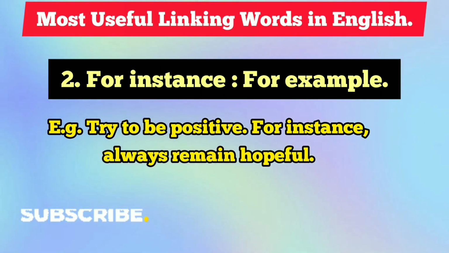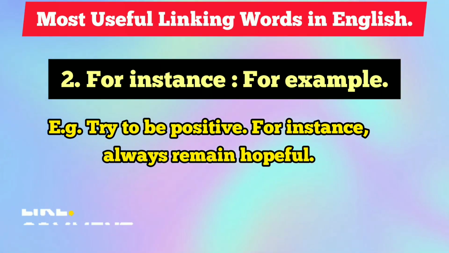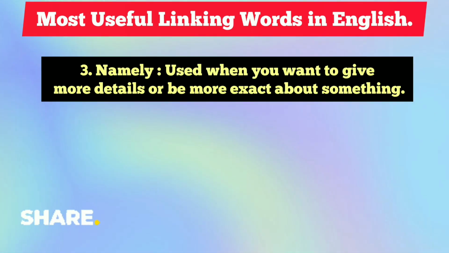As you see, for instance is used to give an example. So try to be positive. For instance means for example, always remain hopeful. That's why I'm using for instance to mean for example. That sure is clear. Up next we will see the third one, namely. Namely is used when you want to give more details or you want to be more exact about something.